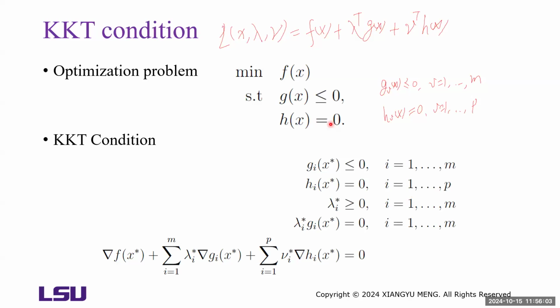The lambda transpose g(x) can also be written as a sum, i from 1 to m, of lambda_i g_i(x). So lambda_i is referred to as the Lagrange multiplier associated with the ith inequality constraint. And v transpose h(x) can be written as a sum, i from 1 to p, of v_i h_i(x). Similarly, v_i is referred to as the Lagrange multiplier associated with the ith equality constraint.